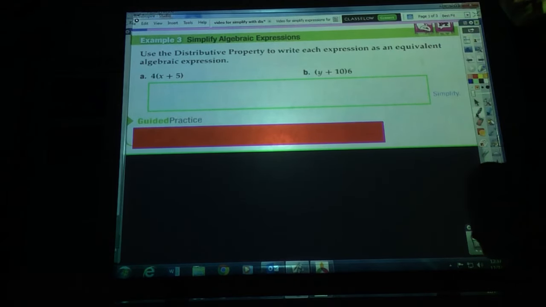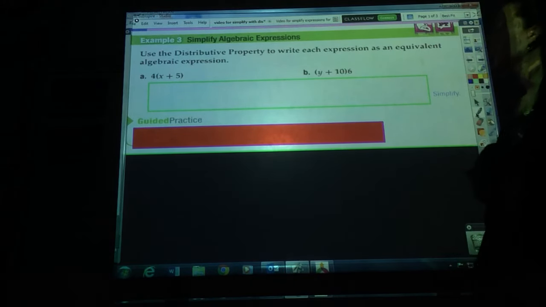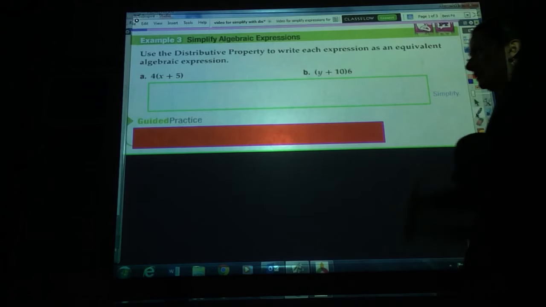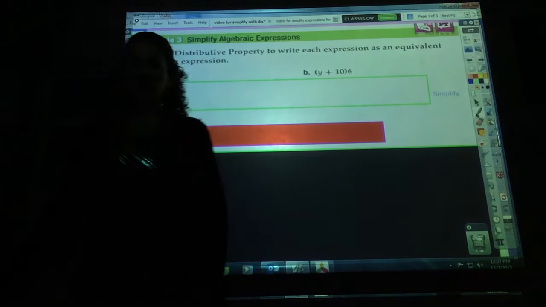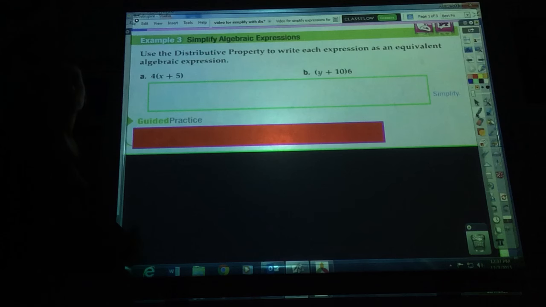Today I'm going to show you how to simplify algebraic expressions. I want you to copy down the examples that I give you and make sure you try the examples I asked you to try on your note sheet as well. Take a look at this first example here. It says 4 times x plus 5.